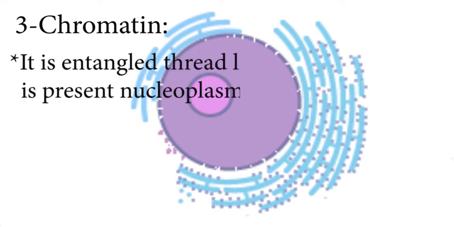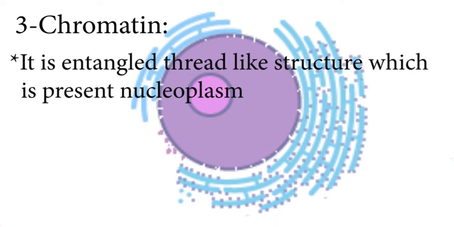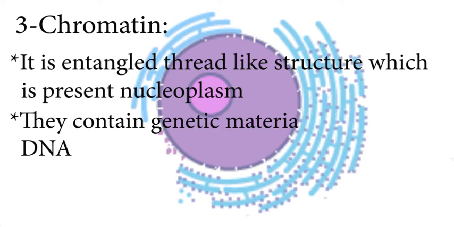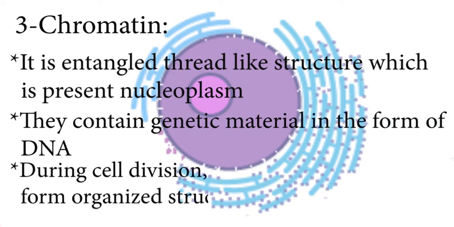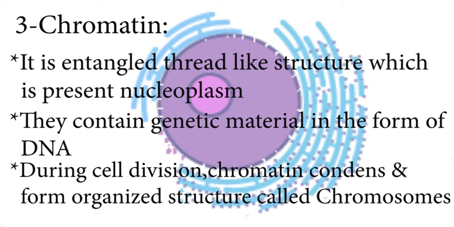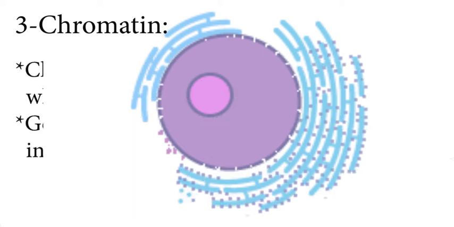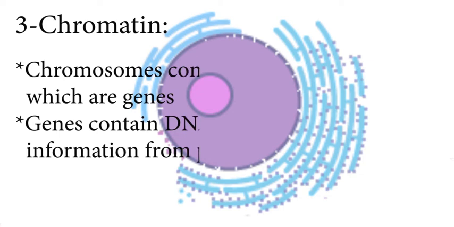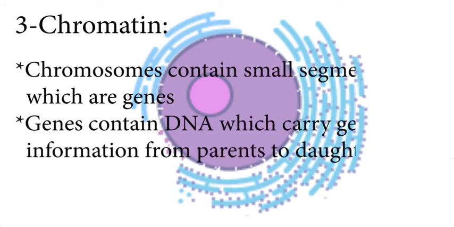Another most important structure which is present in the nucleus is chromatin. Chromatin is an entangled thread-like structure which is present in the nucleoplasm. It contains the cell's genetic material in the form of DNA. During cell division, chromatin condenses and forms highly organized structures called chromosomes. Chromosomes contain small segments which are genes. Genes contain DNA which carries genetic information from parents to daughter cells.